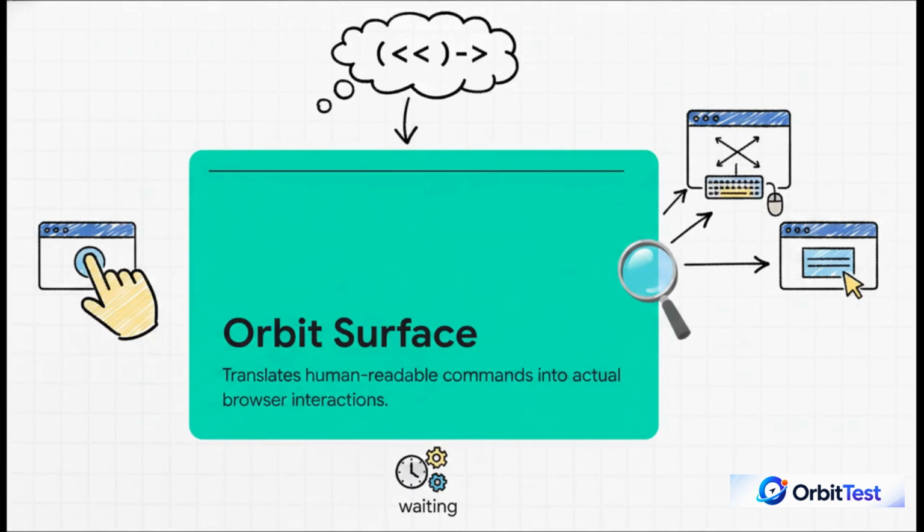Now, the absolutely crucial point here is Orbit Surface. While Orbit Core handles that beautiful, clean API we talked about, Orbit Surface is the specific subsystem doing the heavy lifting under the hood. It takes our human-readable intent and actively translates it into real, tangible browser actions. It handles the actual clicking, the typing, the text resolution, and the waiting. It's kind of the magic translator for the whole system.